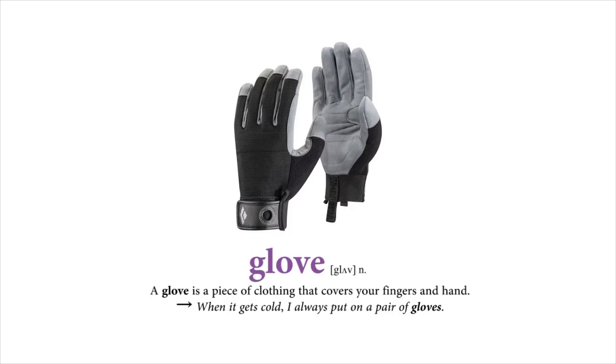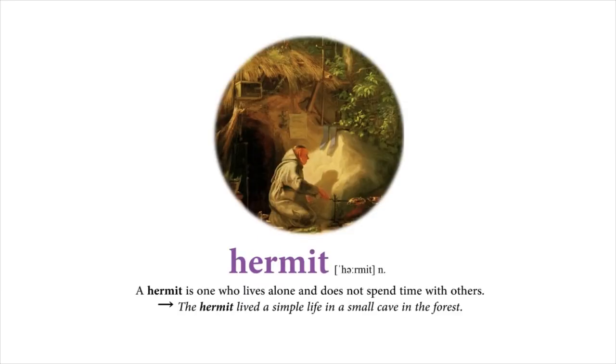Glove. A glove is a piece of clothing that covers your fingers and hand. When it gets cold, I always put on a pair of gloves. Hermit. A hermit is one who lives alone and does not spend time with others. The hermit lived a simple life in a small cave in the forest.